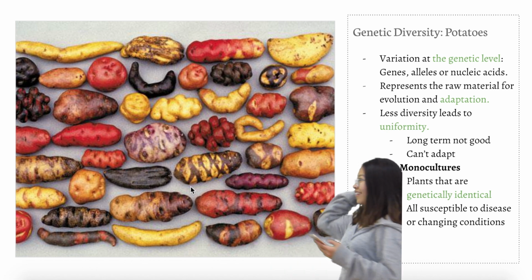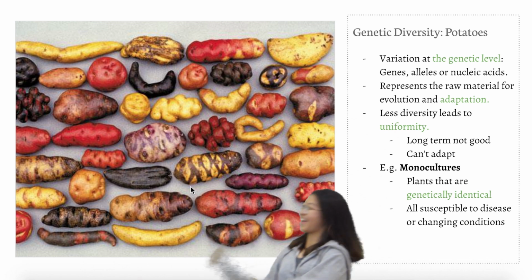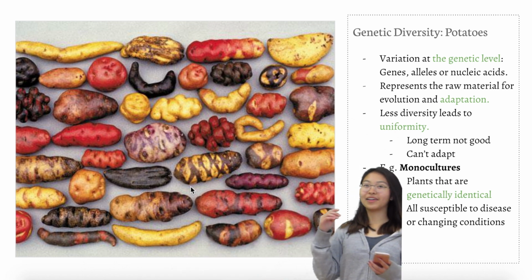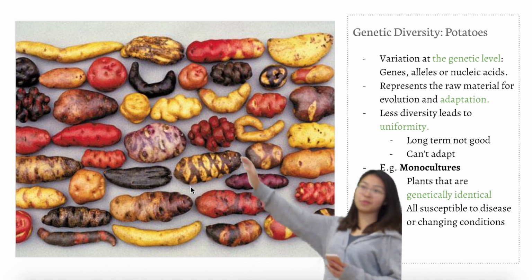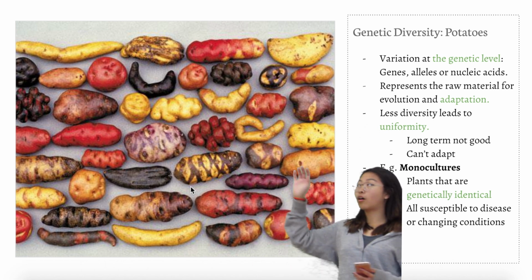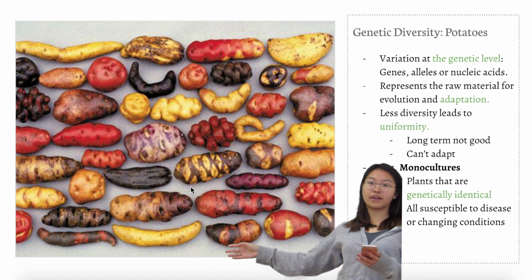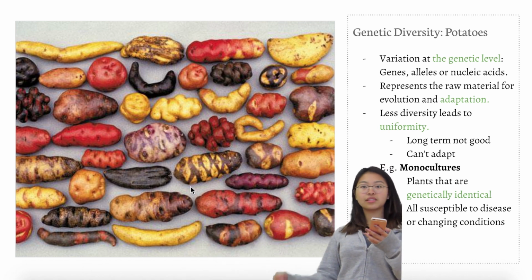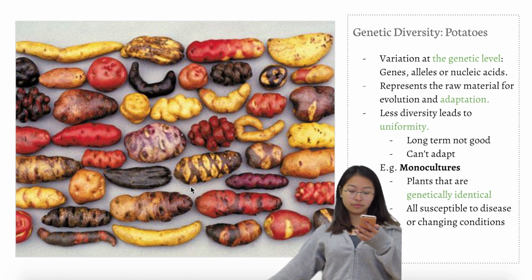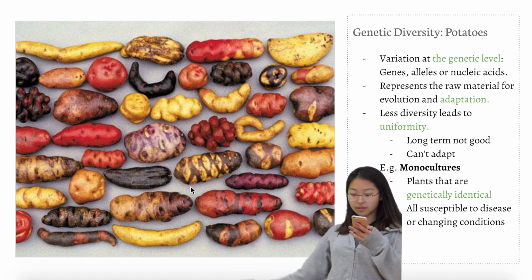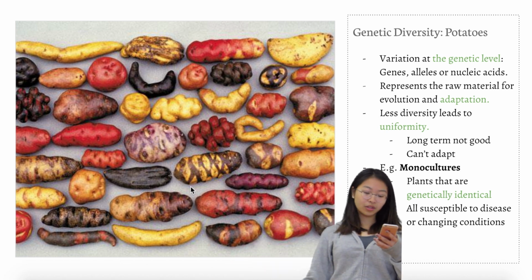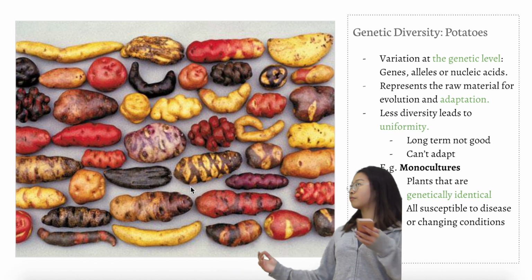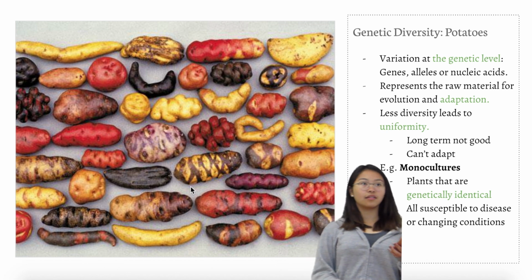You can see that on these potatoes, that they're all different. So for example, if a disease attacks one of the species, it won't affect all of the other ones, meaning some others will survive according to natural selection. And so the ones that are all the same, genetically identical, are the ones that are called monocultures, which become all susceptible to diseases or rapidly changing conditions.